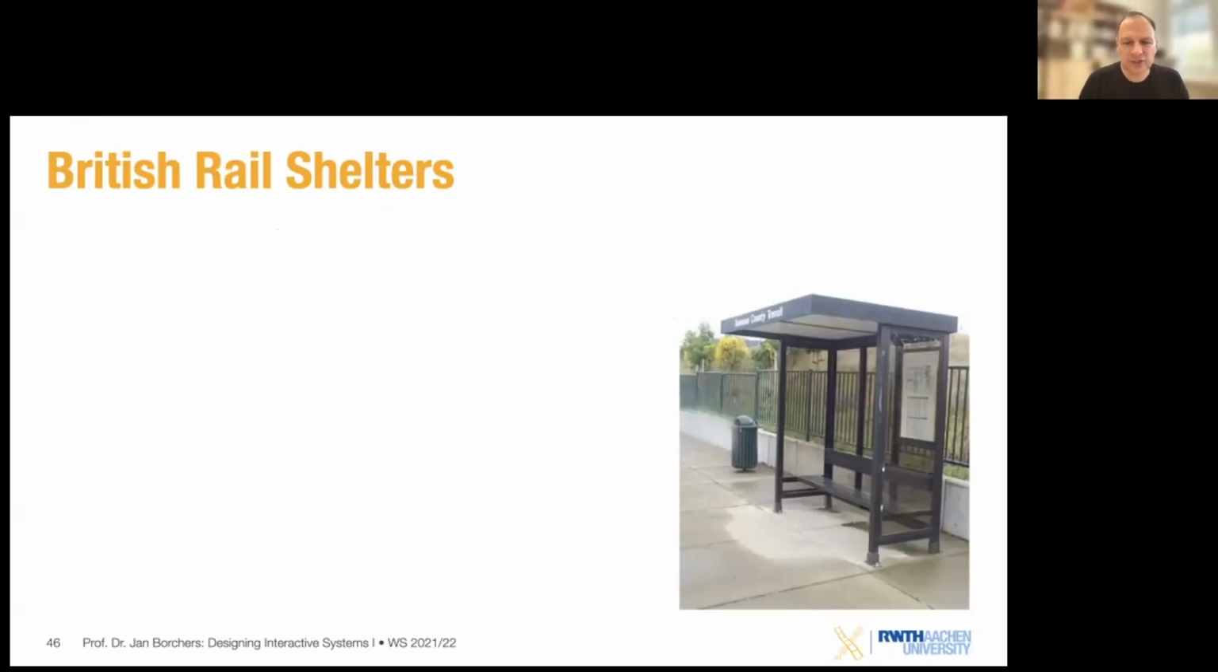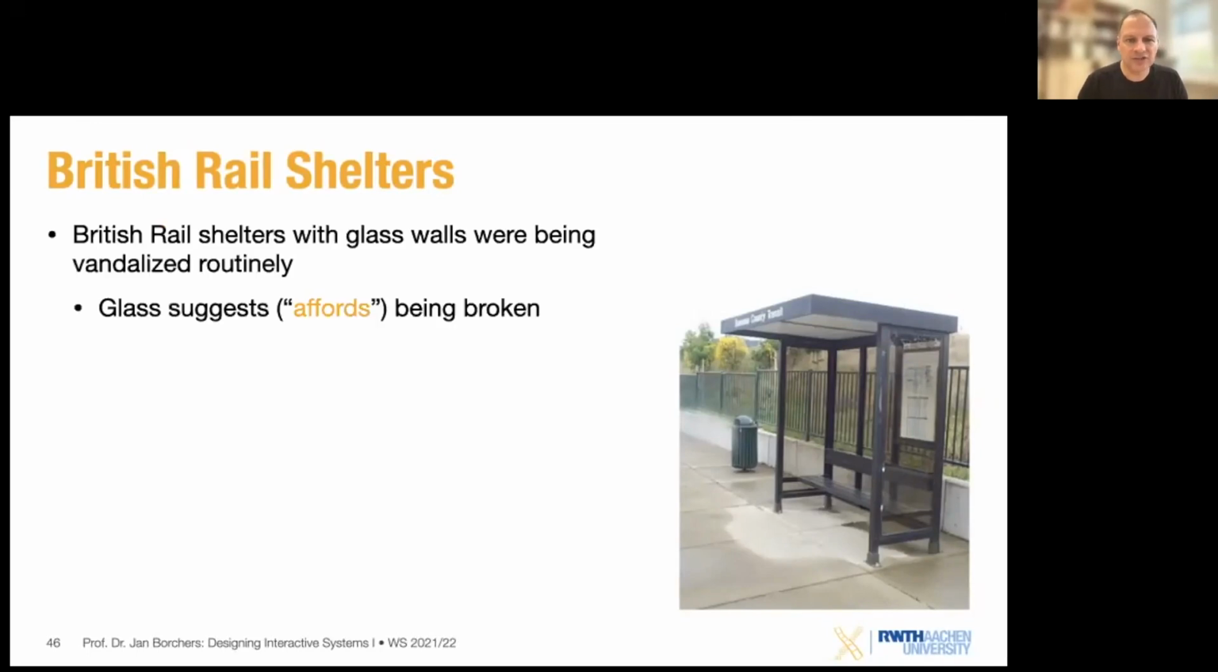Okay, so let me tell you about British Rail shelters, right? These little booths that you could wait for the bus under. These things were originally designed with glass walls, as you see in that picture here on the right. And they were being vandalized routinely. Well, one reason why that was going on was because glass looks extremely fragile, right? Glass looks like it will break easily. We all see a pane of glass and think that'll break easily. Normal people think I've got to be careful not to break it. And some crazy people think, oh, this should be a lot of fun to smash in with my boots. And so these things got kicked down a lot and were broken.